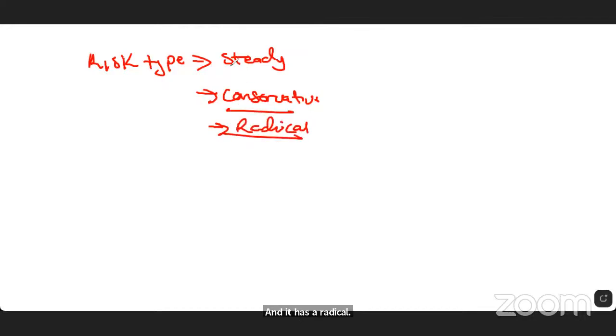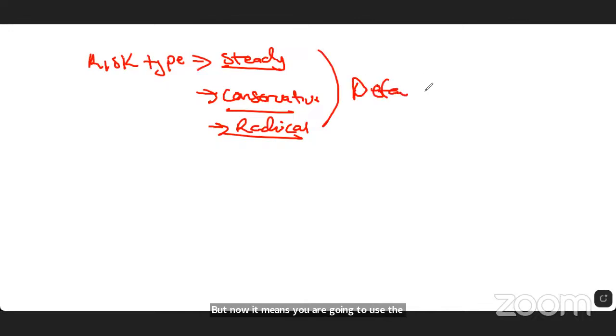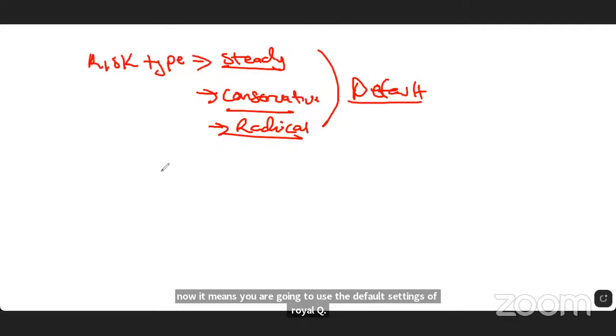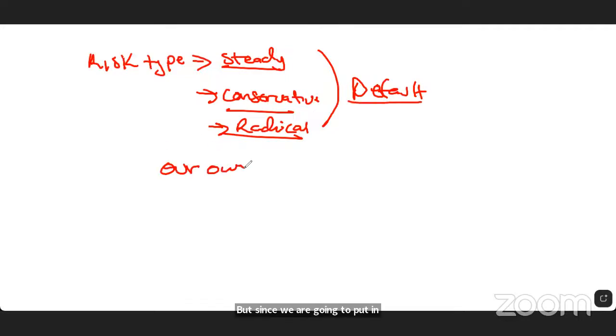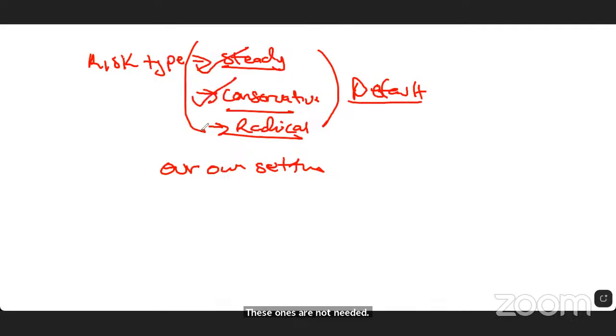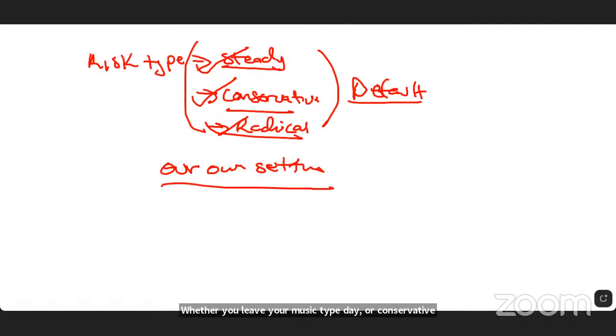Now these settings were brought in by Royal Q, but it means you are going to use the default settings of Royal Q. But since we are going to put in our own settings, these ones are not needed. Whether you leave your risk type on steady or conservative or radical, they are not needed because we are going to put in our own settings. Now let's go to the next button.